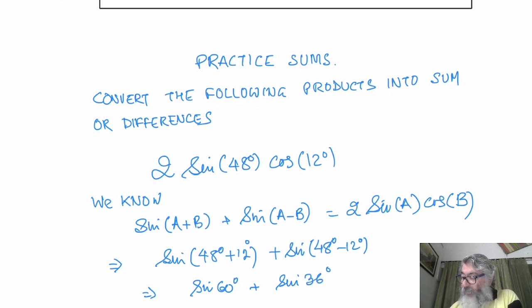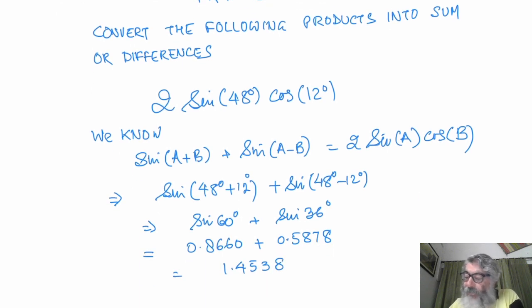Now, as I am aware that you are allowed to use the calculator, you can use the calculator to find the value of sine 60 and sine 36, or you can use the table like I have used. The table gives 0.8660 for sine 60 and 0.5878 for sine 36. So it came out to be 1.4538. This is the answer.